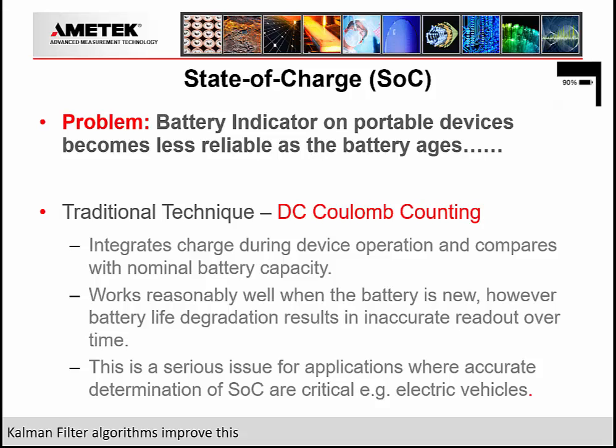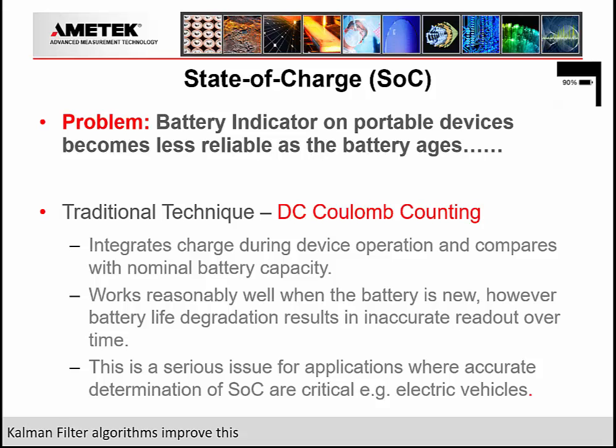So let's go back here now and let's talk about a real world problem people are using impedance to solve. And this is the state of charge, and I've got up here the cell phone battery indicator of 90% in the top right hand corner, because we're all used to cell phones. But you can think about the state of charge as how much charge is left in my battery.